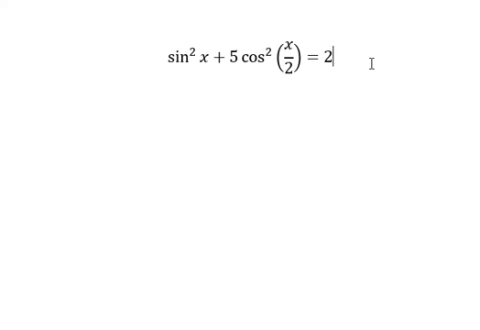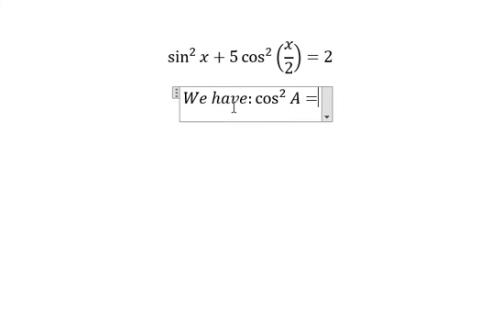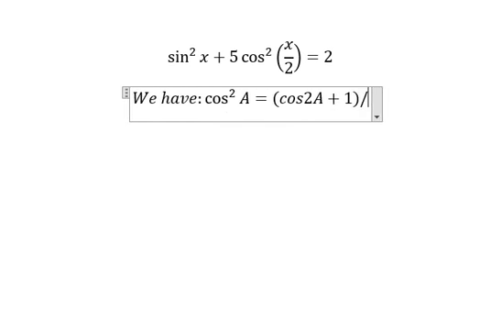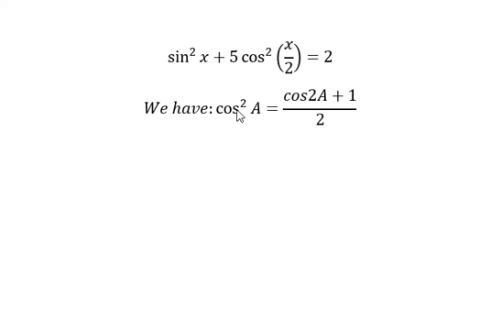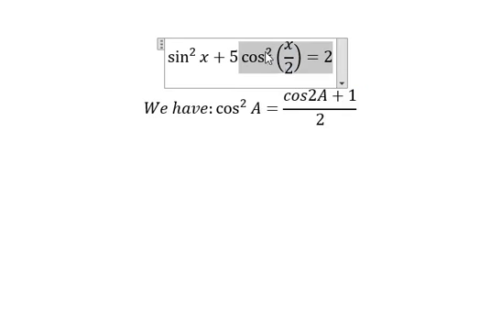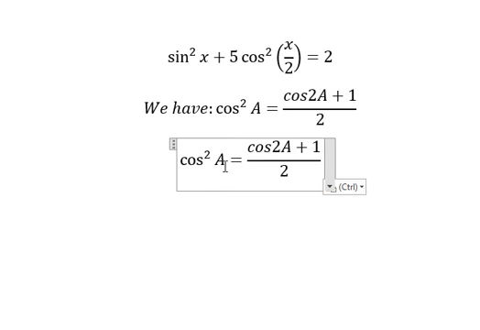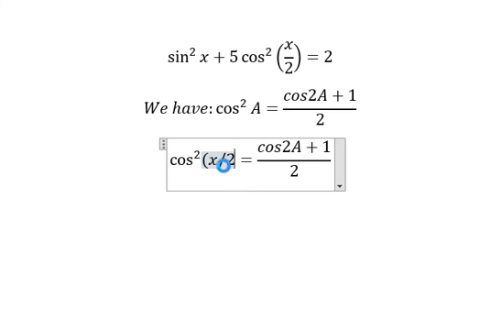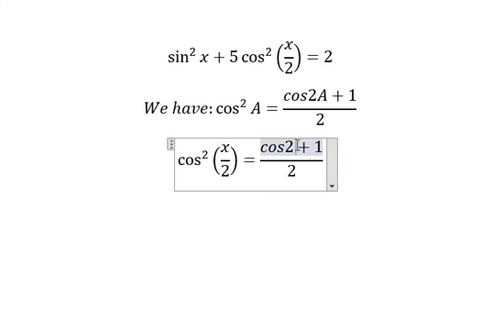The last one, we have cosine A squared equals cosine 2A plus 1 over 2. This is a trigonometric identity. So in here, I will apply it for this one. A in here is x over 2. So I will put x over 2 in here.